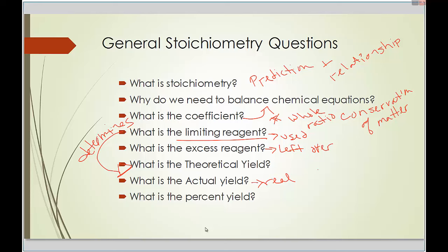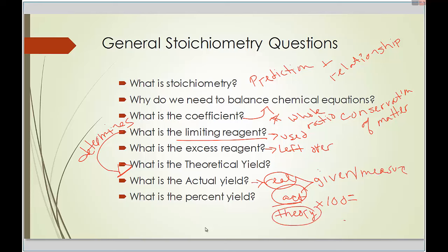And then the percent yield is the percentage between the actual and the theoretical. So that's actual over the theoretical times 100 to make it a percentage. So what you actually got in lab divided by how much you could have gotten in lab, times 100. The actual yield will have to be given to you, or you're actually in lab and you measure. Whereas the theoretical is what you calculate.